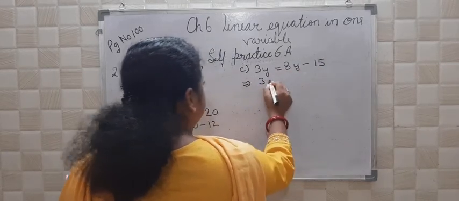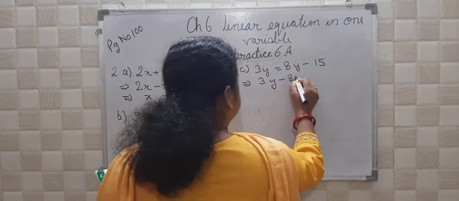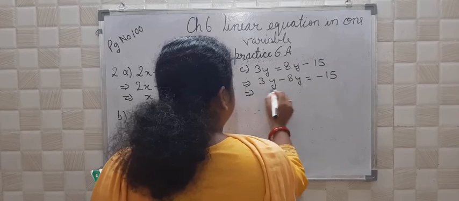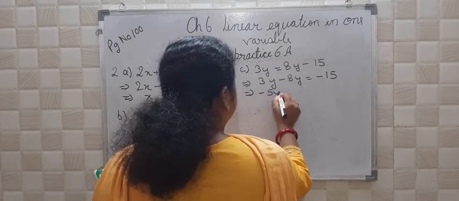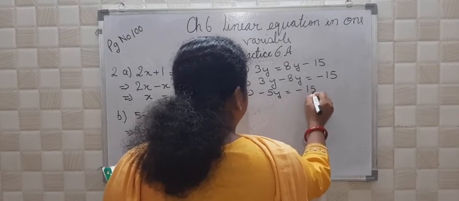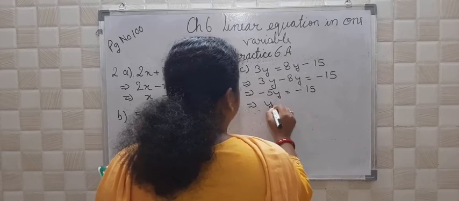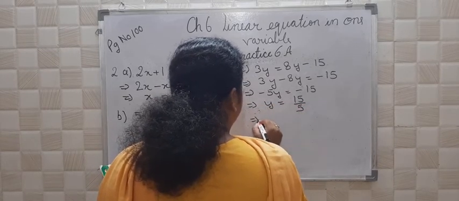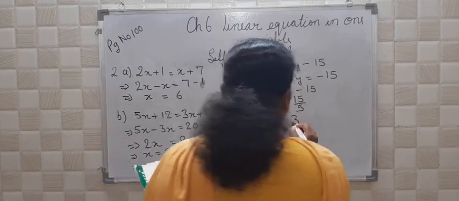So here you see, you will have 3y minus 8y is equal to minus 15. So 3y minus 8y is minus 5y is equal to minus 15. So what will be y? 15 upon 5. So you will have y is equal to 3.